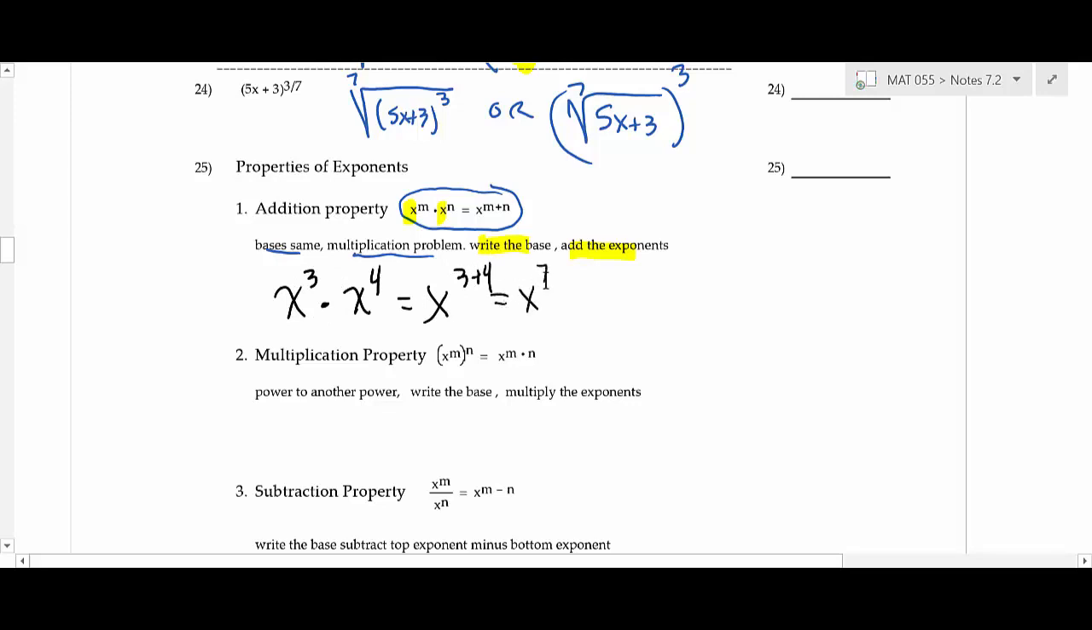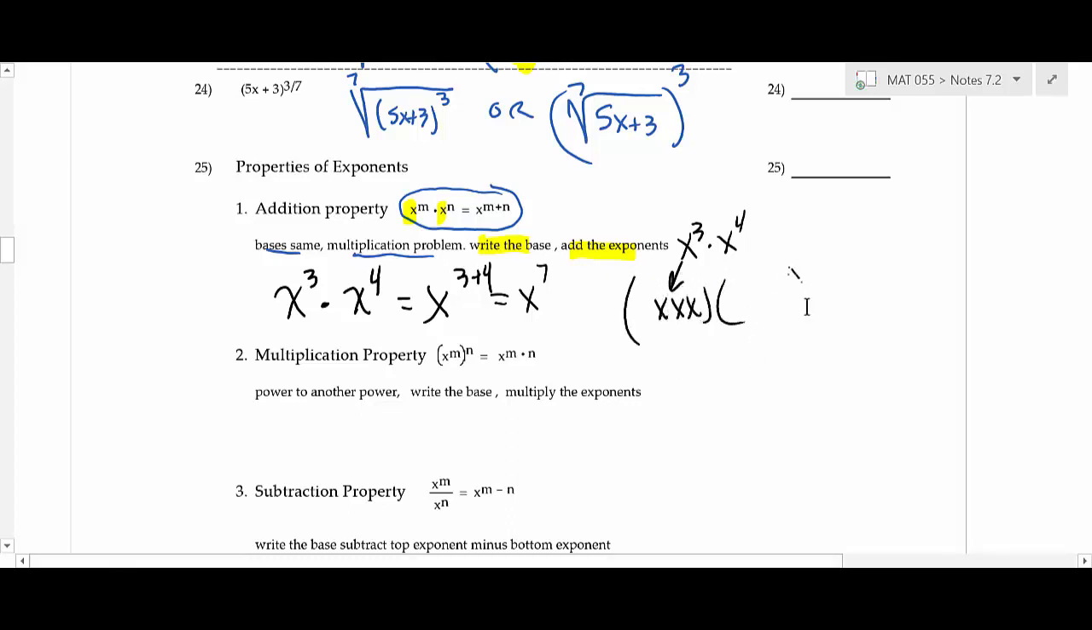Okay? When you're a math student and you're in different classes, you're going to forget things, so you always need a strategy to figure something out. The meaning of this problem is extremely easy. X to the third just means 3 x's, right?